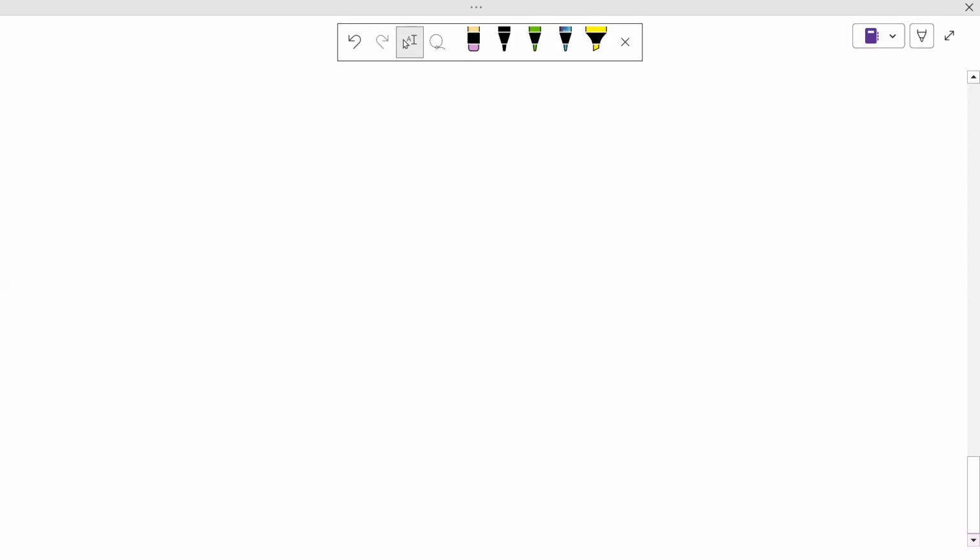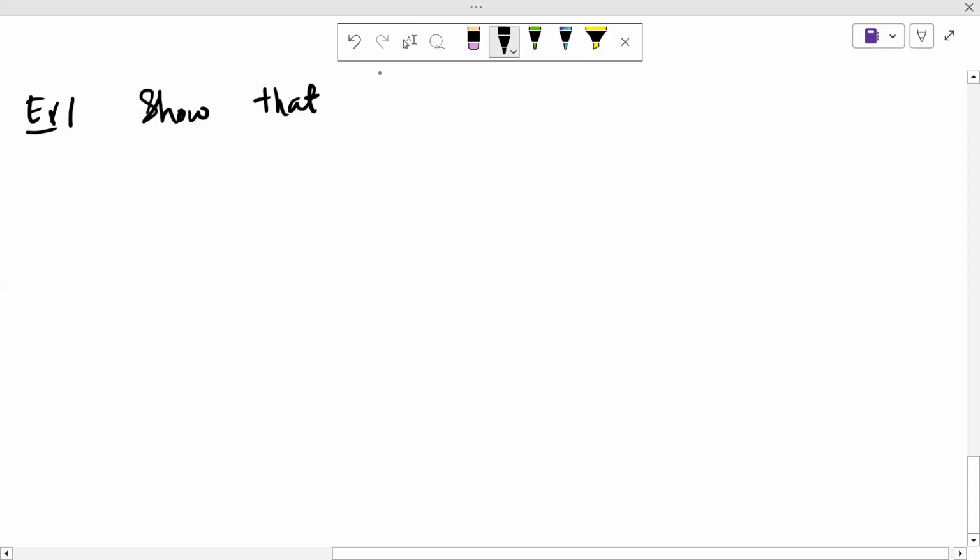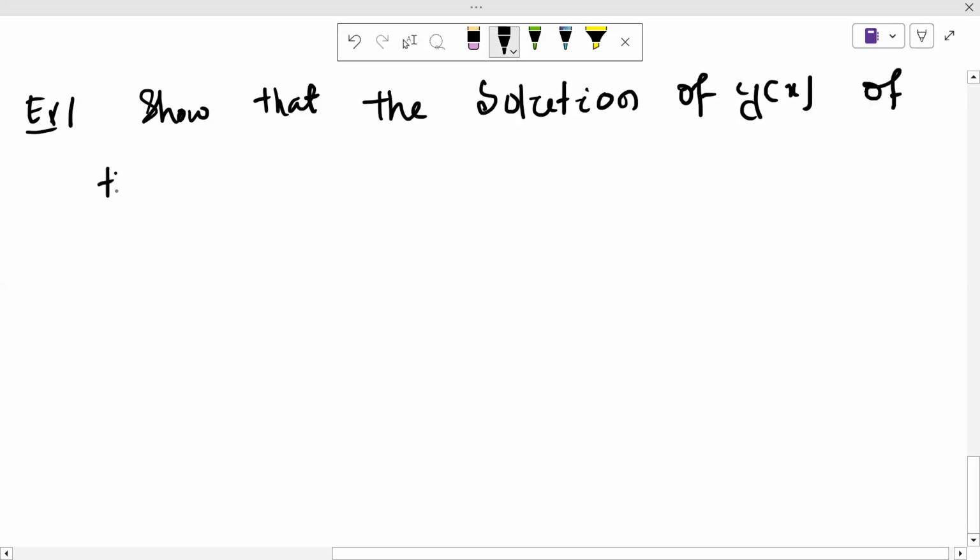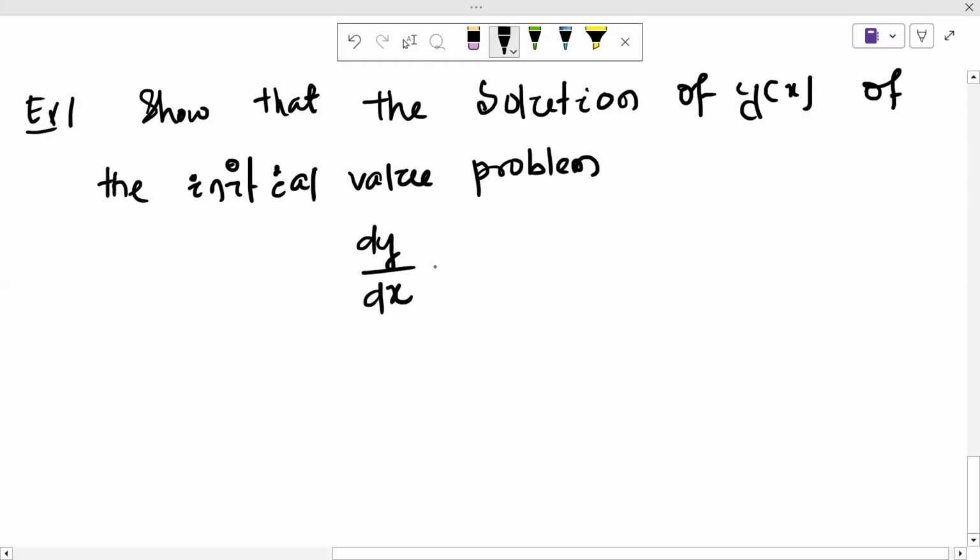This is existence. Okay. So that the solution of the initial value problem, example 1: the solution y of x of the initial value problem dy by dx is equal to y square plus cos x square, with the condition that y of 0 is equal to 0.